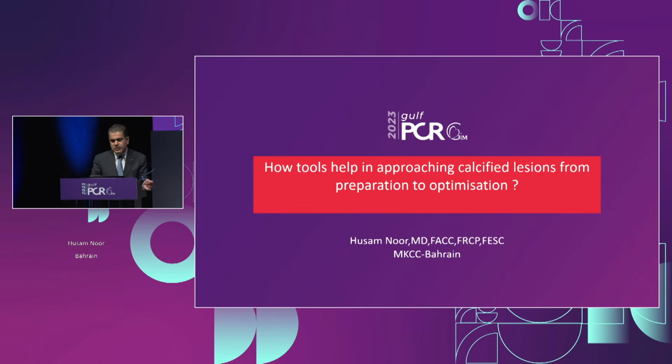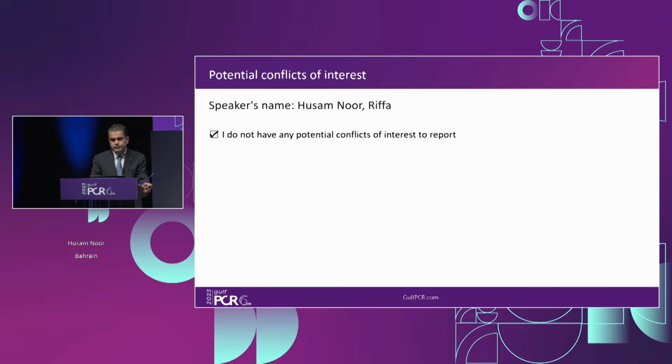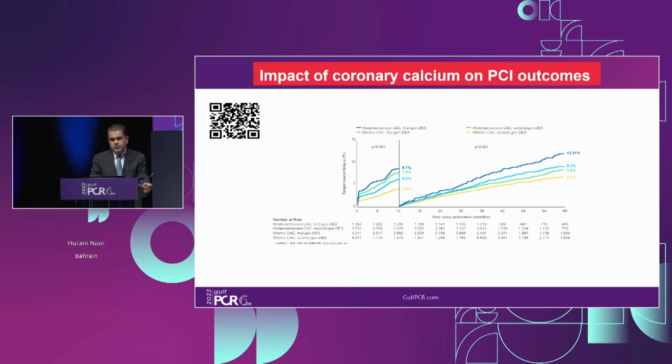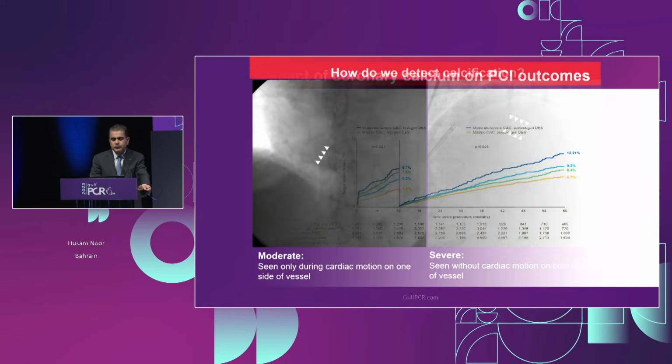So my task today is to share with you some of the tools and approaches to calcified lesions, from preparation to optimization. And this goes again to: what is the impact of calcium on your PCI outcome? We all know that when you do PCI on heavily calcified vessels, the outcomes are not as good as when you do it in a hypolipidemic or hypoechoic lesion. And this data shows you first and second generation DES, and the outcomes are completely different.